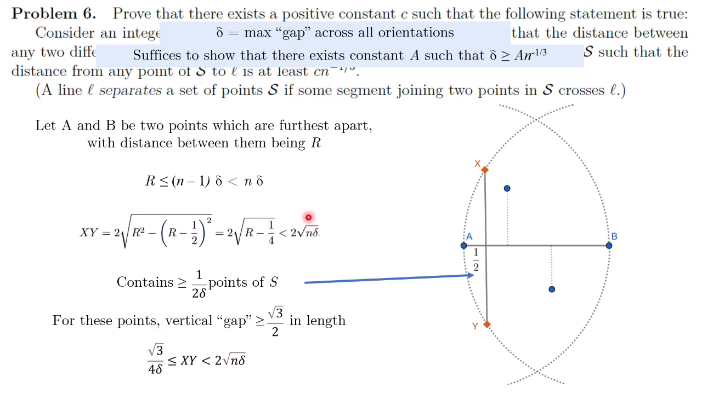Now we combine with the previous inequality, we have xy bounded below and above as required. And we can rearrange the terms to conclude that delta is greater than a times n to the minus 1/3, where a is some constant that you can figure out from here. So this is quite a long problem 6, but I will share my thoughts on what I think about this problem at the end of this video.